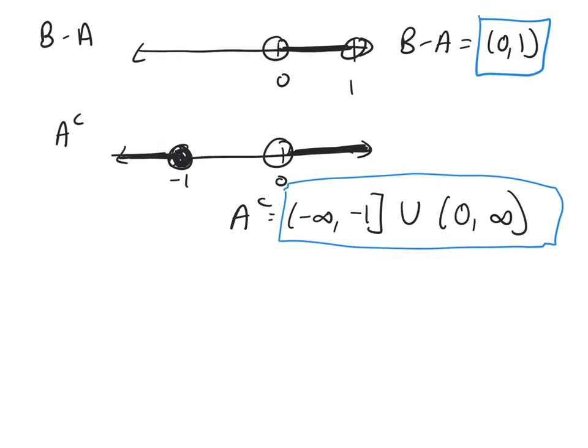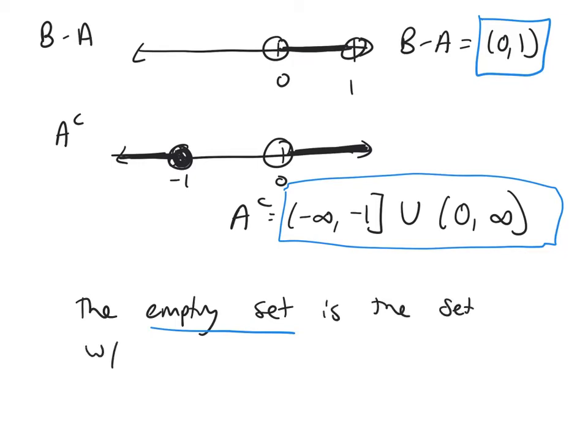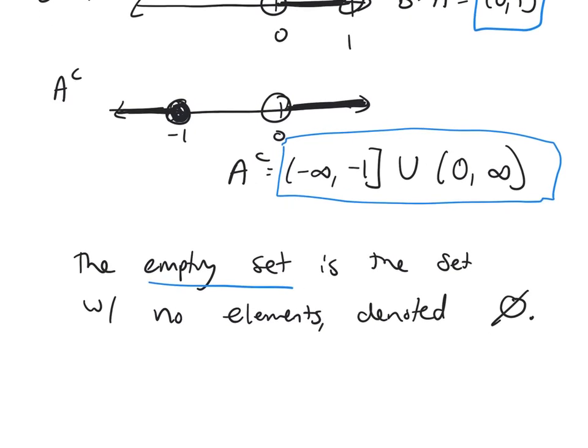Alright, and the last thing I'm going to do in this video is define the empty set. The empty set is the set with no elements, and the way we denote it is with a 0 and a slash through it. That means the empty set.